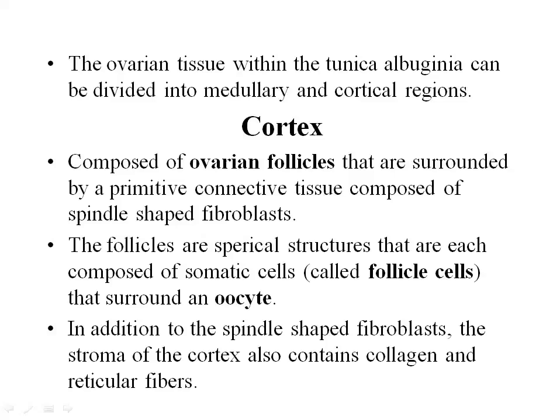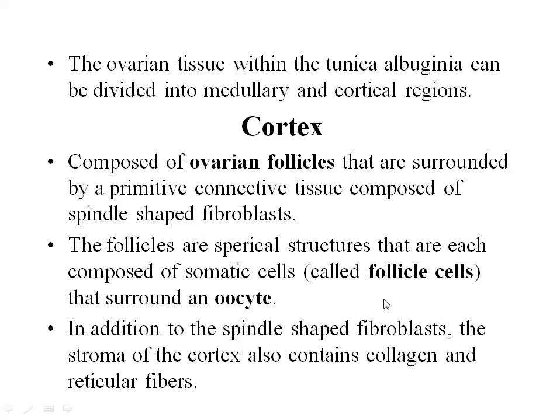female body. So this cortex is composed of ovarian follicles at different stages of development of the oocyte. They are surrounded and scattered in this connective tissue matrix in the cortex portion. These follicles are spherical structures that are each composed of somatic cells called follicle cells that surround the oocyte. This oocyte is a germinal cell and it is supported by the normal cells, that is somatic cells, and together they form this follicle.